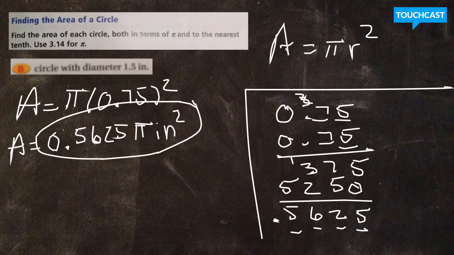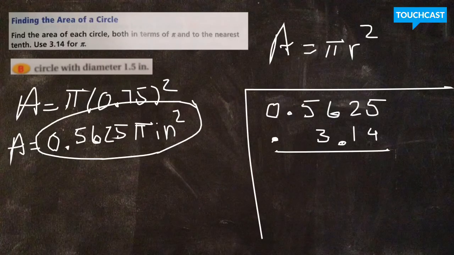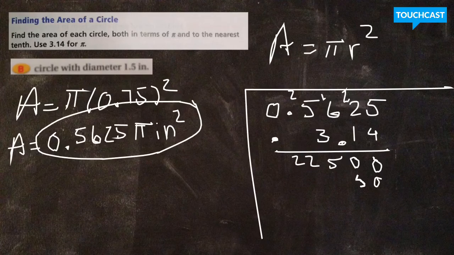So let's do that in our little workbox. So we're going to have 0.5625 times 3.14. 4 times 5 is 20. Carry the 2. 4 times 2 is 8. Plus 2 is 10. Carry the 1. 4 times 6 is 24. Plus 1 is 25. Carry the 2. 4 times 5 is 20. Plus 2 is 22. Write down a 0. 1 times 5 is 5. 1 times 2 is 2. 6. And 5. Write down 2 zeros.